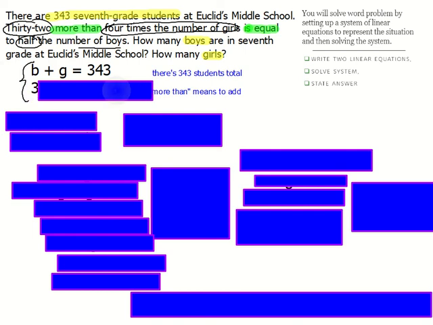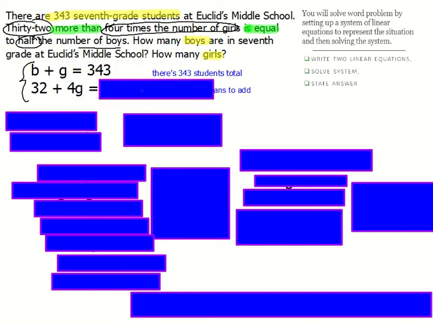So I'm going to take that 32 more than, so 32 plus, 4 times the number of girls, 4G, and then is equal to, so equals, half the number of boys, half B. There's my system. So my two equations, again, you have B plus G equals 343, and then 32 plus 4G equals 1/2 B.